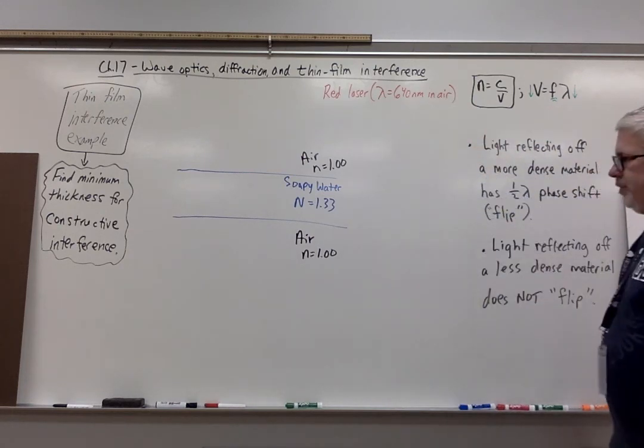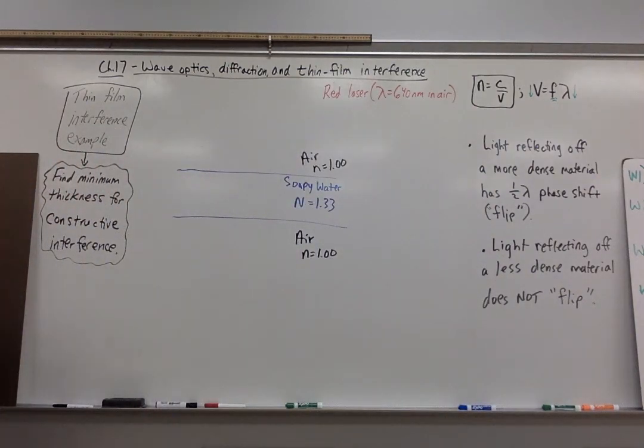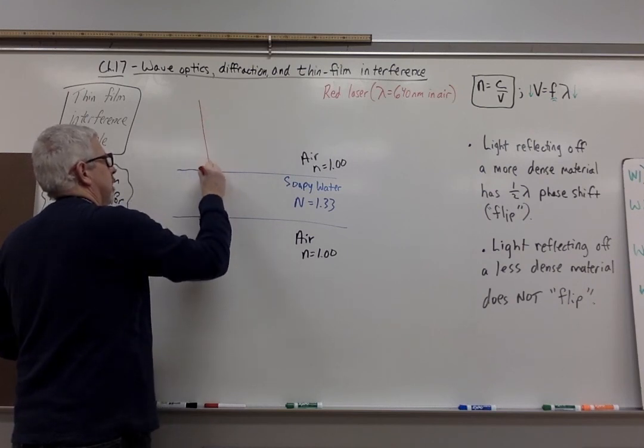as it goes into something that's optically different. So drawing this, the first thing I want to do is think about whether or not the two light rays that are reflecting are going to flip or not flip. Are they going to have a phase shift? So if we have something like this coming in, we've got red light here.